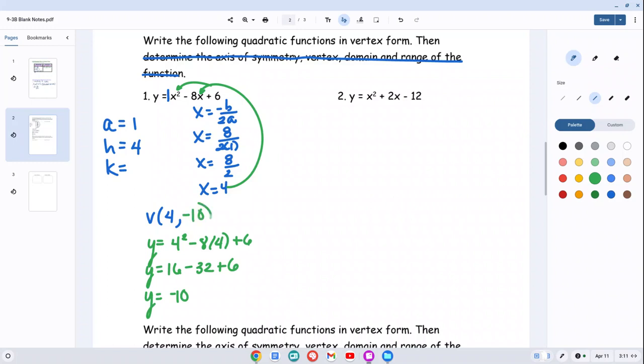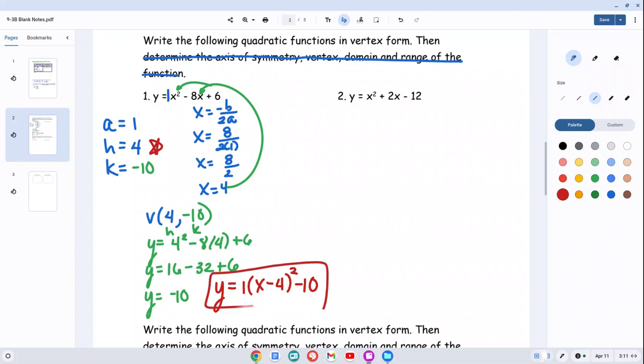So there's my vertex. Once you find the vertex, you actually are looking at the h and k values. And that's really all you need. You need a, h, and k. So to finish it up, I'm just going to write down the vertex form. y equals a value 1, parentheses, x minus 4 squared minus 10. The one that's tricky is the 4. It looks like a negative 4, but it's really positive. So that is how you get it into vertex form.